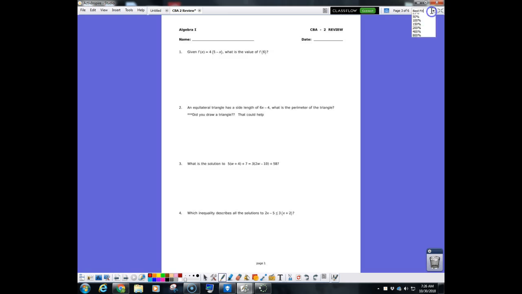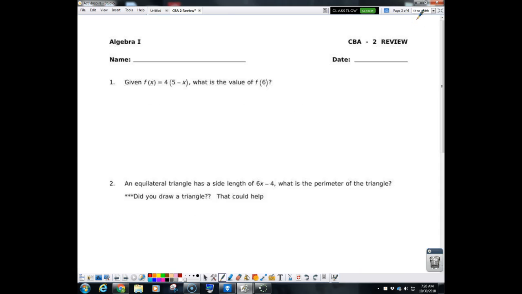Okay, so let's look at number 1. It says, given f of x equals 4 times the quantity 5 minus x, what is the value of f of 6? Remember, we're evaluating. So if f of x equals 4 times the quantity 5 minus x, and I want to know what f of 6 is, I'm just going to replace x with 6, which is what we did here. We replaced x with 6, so that's what I have to do on this side as well. So 4 times 5 minus 6.